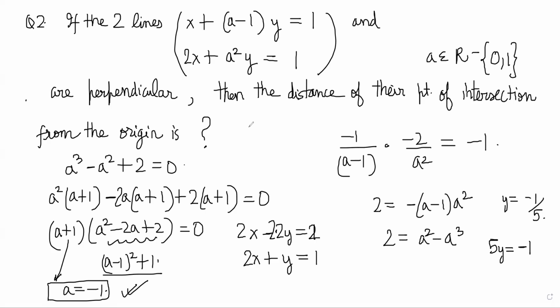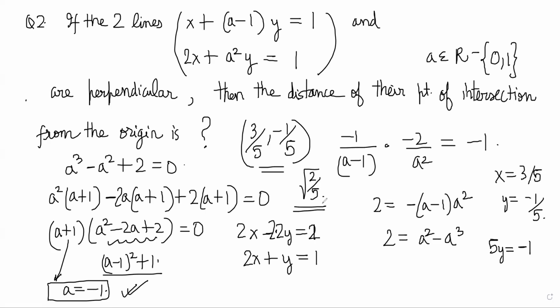And therefore 2x is 1 minus y. So 1 plus 1 by 5. So 6 by 5. So x is 3 by 5. So the point of intersection is 3 by 5 comma -1 by 5. And the distance of the point of intersection from the origin becomes 9 plus 1, 10 by 25. So actually it is 2 by 5. So square root of 2 by 5 is the distance. That will be your answer to this question, right?